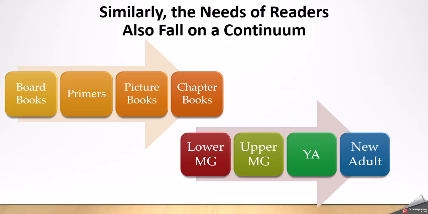So the first is board books. Those are the ones made out of a heavy cardboard, sometimes plastic, for babies to chew on. Usually those are going to be less than 100 words. They're really for young readers, for mom and dad or for a teacher to read along with the child.